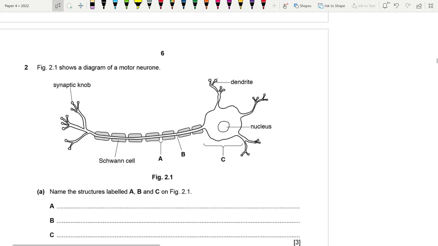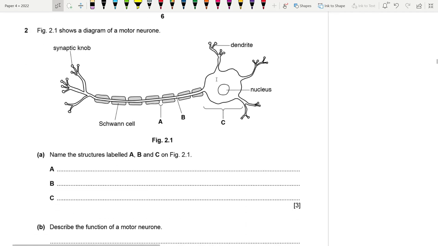Starting question number 2 now. Figure 2.1 shows a diagram of a motor neuron nerve cell. Basically, name the structures labeled A, B, and C. So A is basically a gap between the myelin sheath, right? So it is actually a node of Ranvier. What about B? B is not the gap, it's actually what's in between. It's part of the nerve cell.